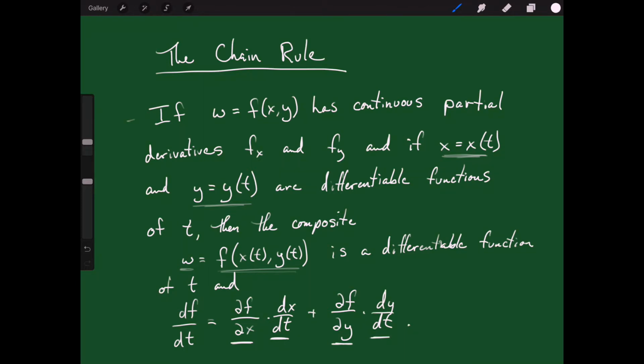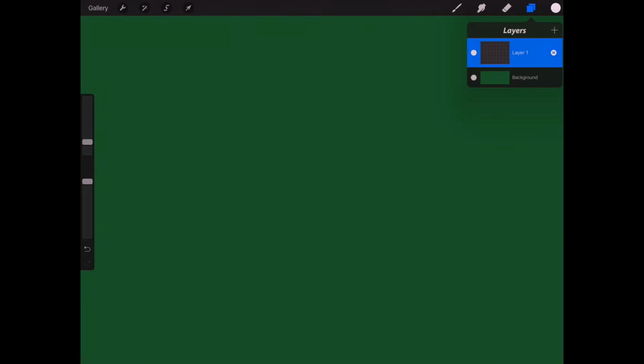Okay, so this is our chain rule, and in some sense we're really only in one variable here. The only variable is t, but f itself is written in terms of x and y, which are both functions of t. I think that the best way to go about really figuring this out is to see an example. So let's do an example.